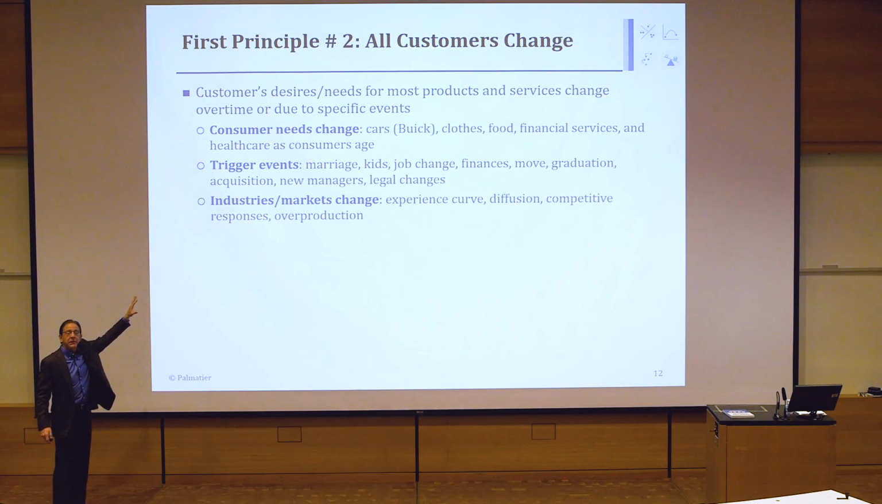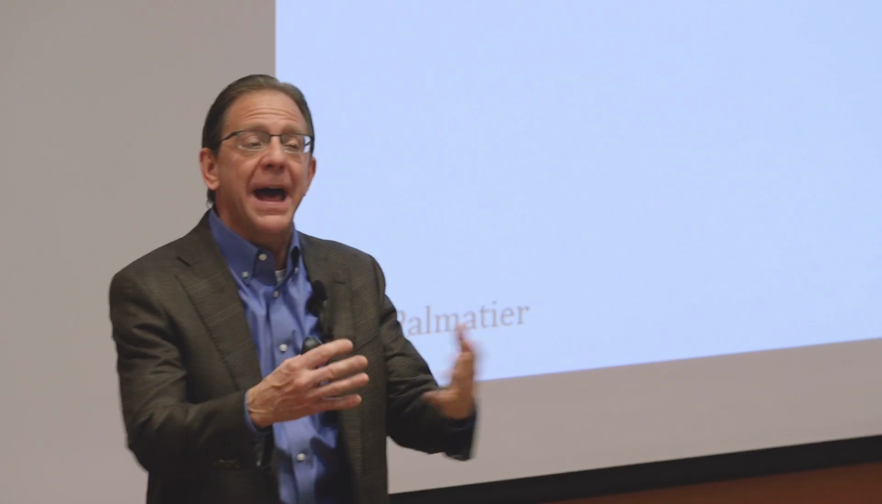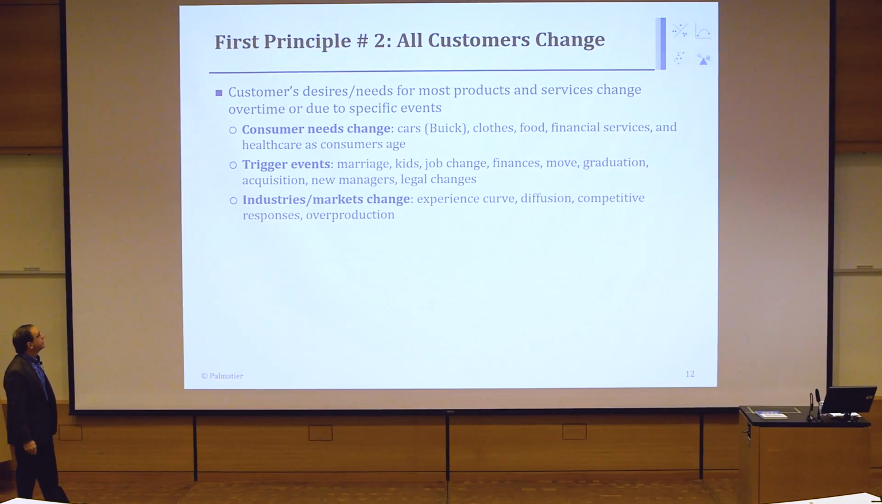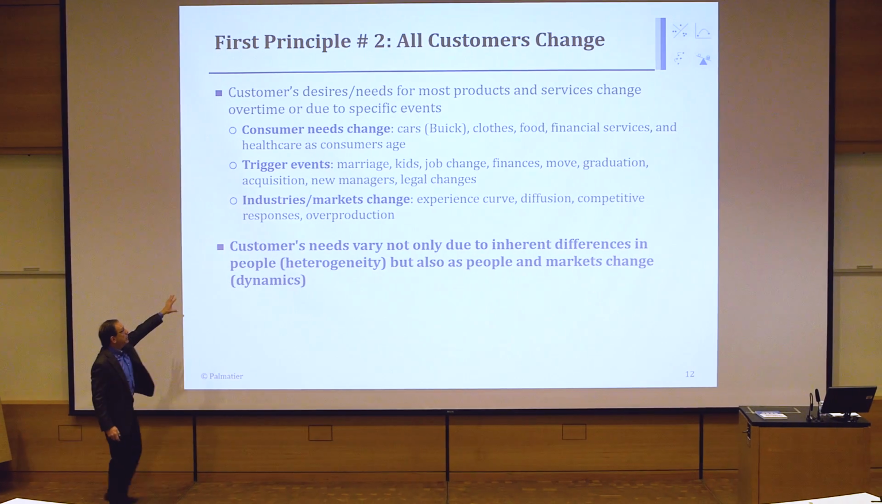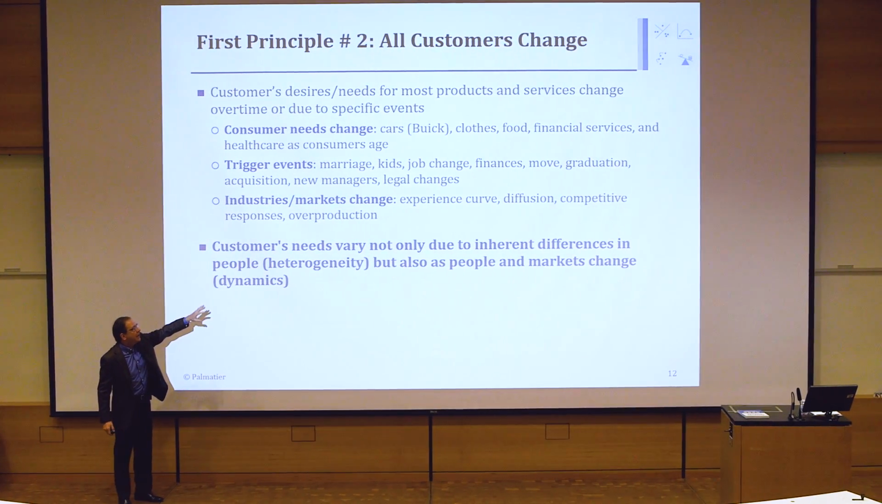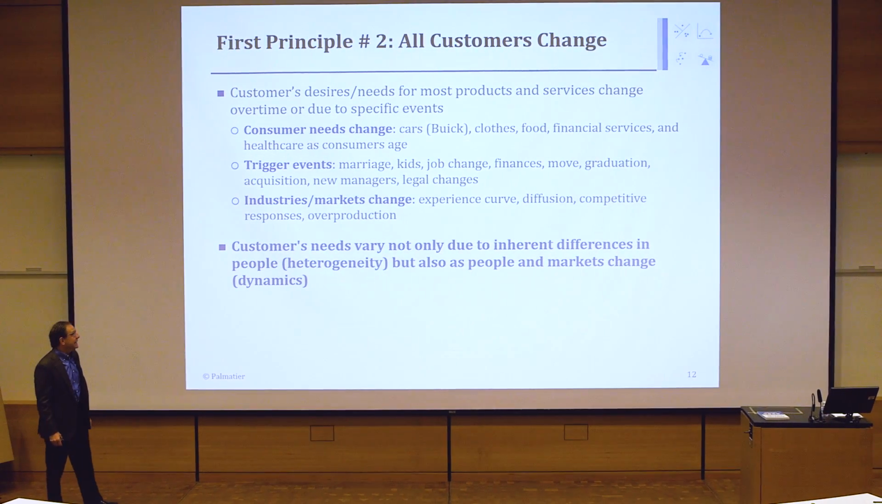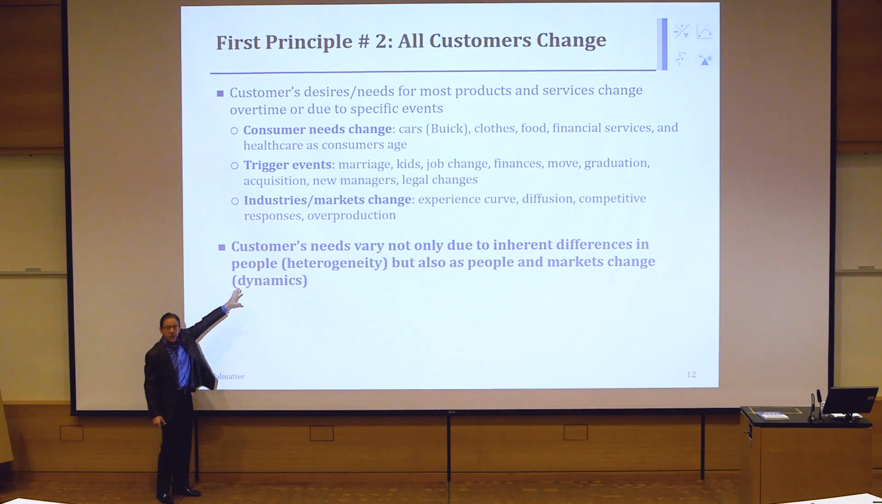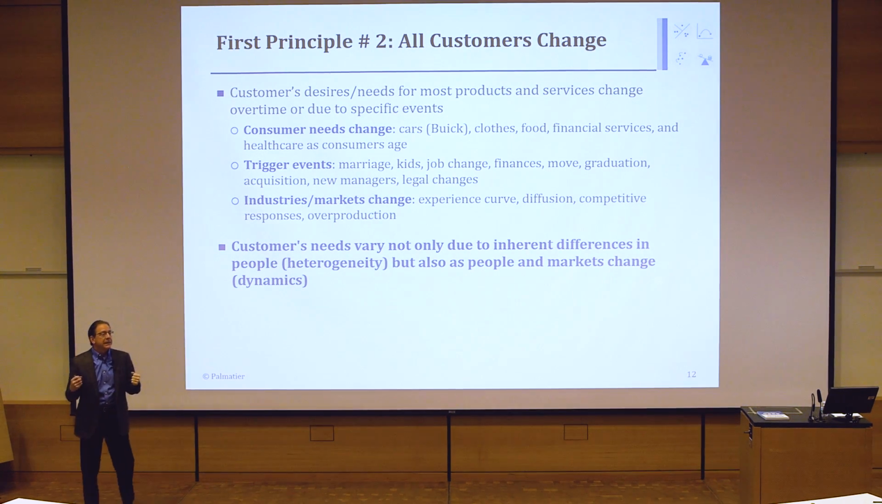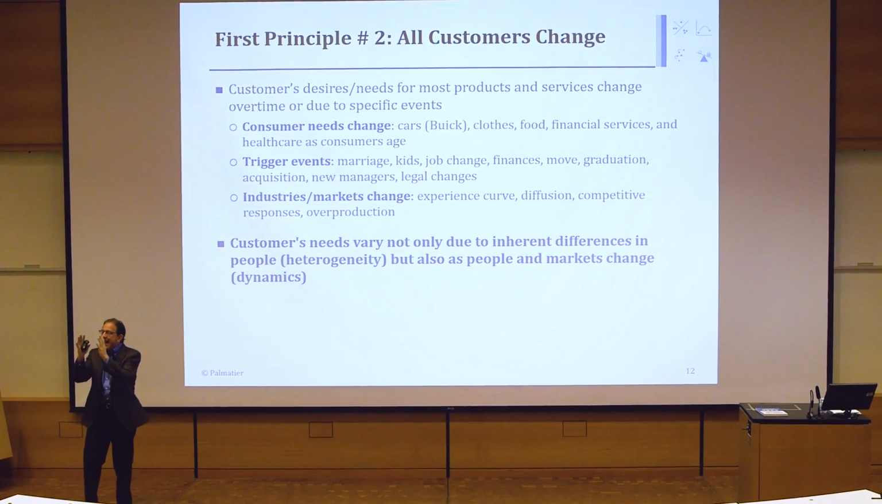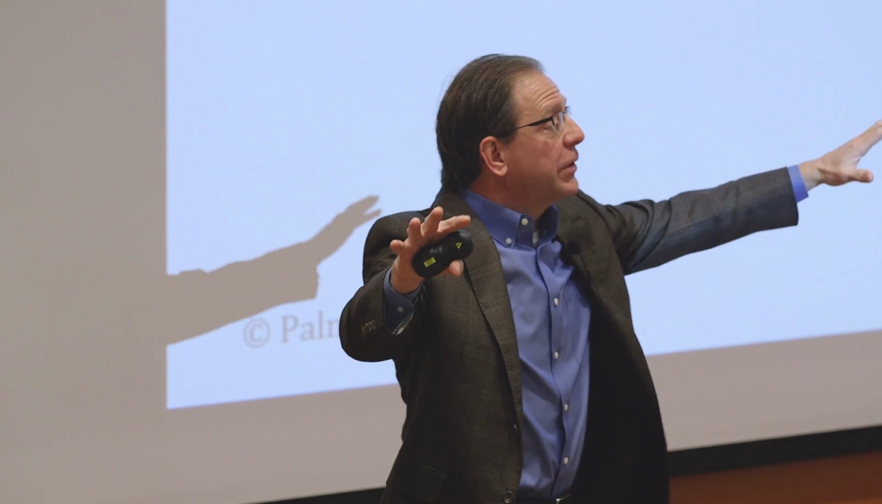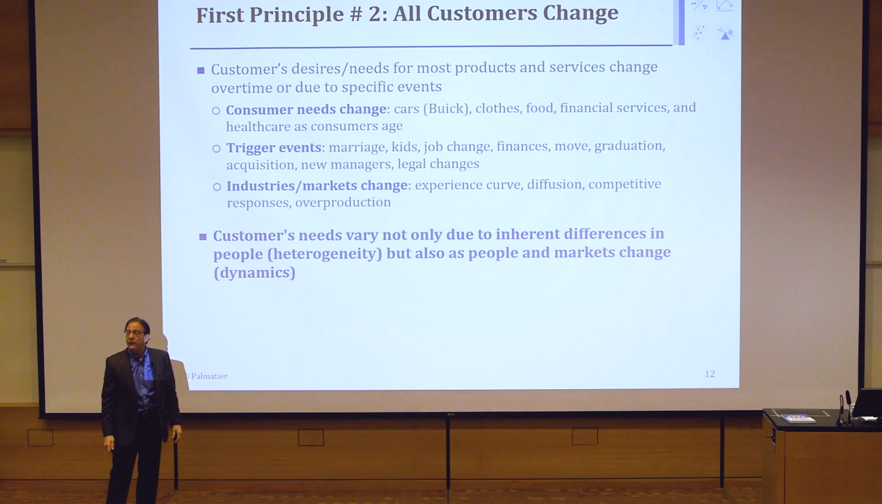Industries and market changes. If you look at the personal computer industry, that has changed dramatically over the last 20 or 30 years. So customers' needs, if we summarize, vary not only due to the inherent differences in people, that's market principle 1, the idea that all customers differ and we have to manage heterogeneity, but they also change because people and markets change over time. So this is a tough problem. If you're trying to deliver a product or service that exactly meets your customer's needs, first, all customers differ, and guess what? They're all moving. And so you have to track them as they move in order to satisfy them over time.